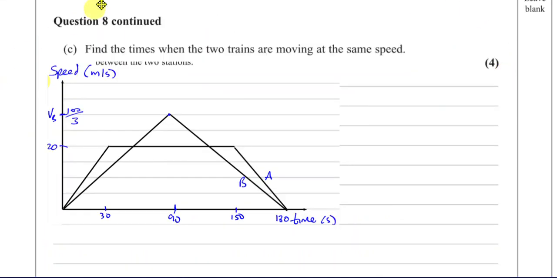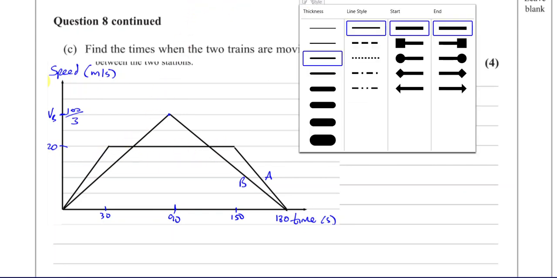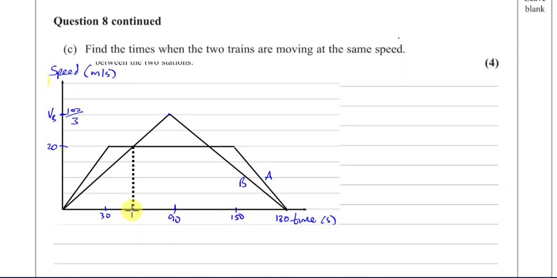Part C says find the times when the two trains are moving at the same speed. When they're both moving at the same speed, that's when they're both moving at 20 meters per second, basically. So we're going to find the times when that is happening. I need to find this time here, that's time 1, and I need to find this time here, that's time 2. That's when the speed is 20 meters per second.